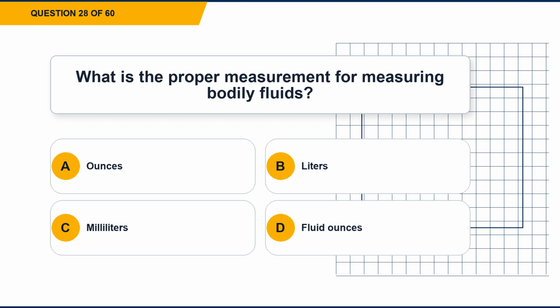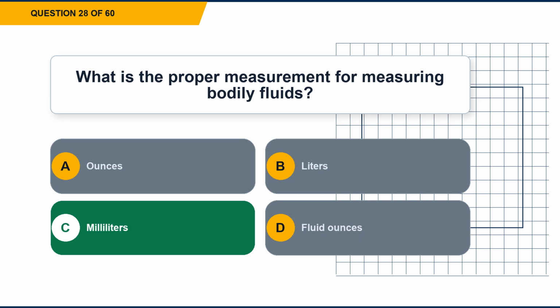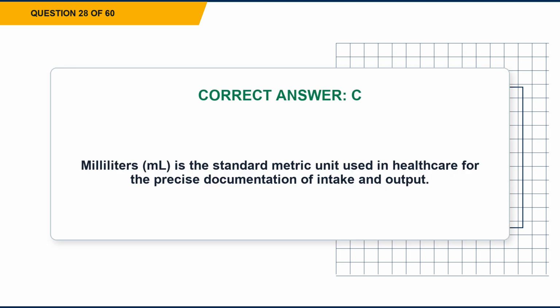Question 28. What is the proper measurement for measuring bodily fluids? Option A. Ounces. Option B. Liters. Option C. Milliliters. Option D. Fluid ounces. The correct answer is option C. Milliliters. Explanation. Milliliters, ml, is the standard metric unit used in healthcare for the precise documentation of intake and output.